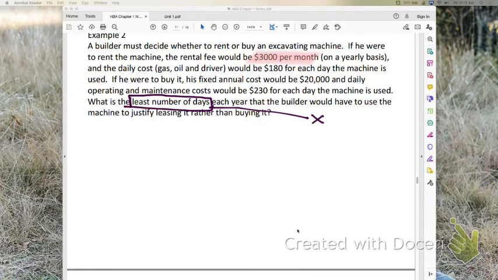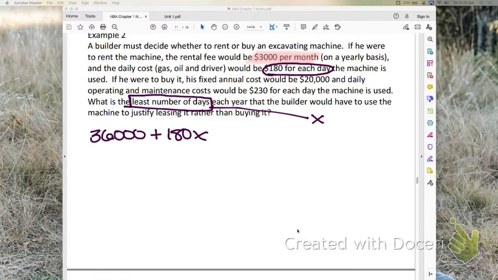$3,000 per month. Let's just say each one of these for a year. So if it's $3,000 a month, how much is that a year? $36,000. All right. Plus 180 for each day. If each day is X, how do I show 180 per day? 180X. Let's consider the second situation.